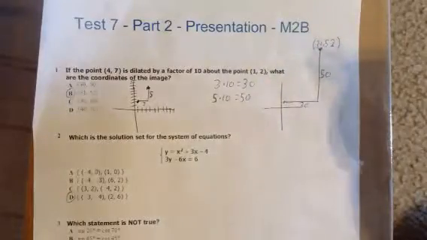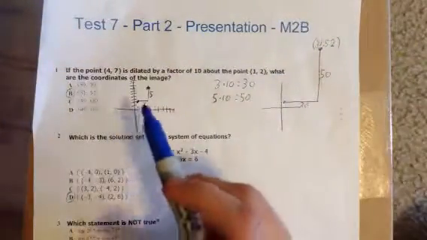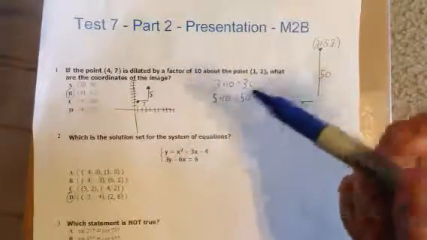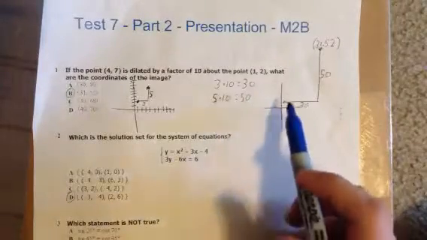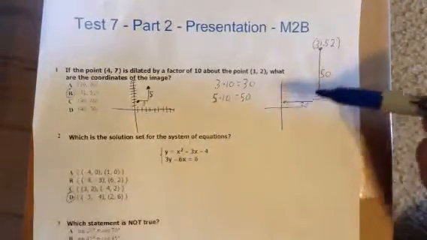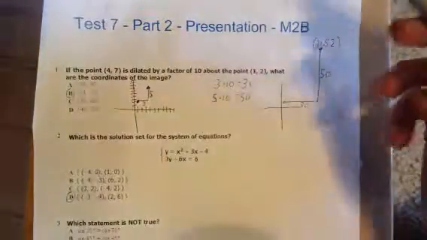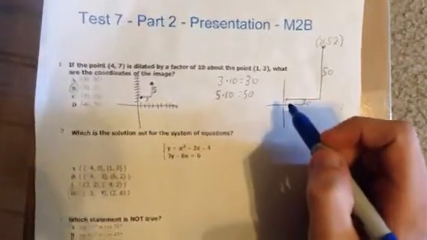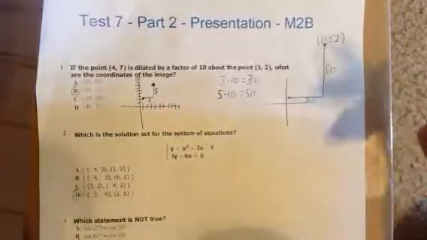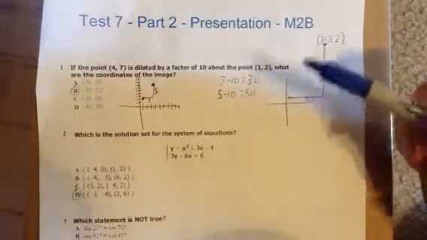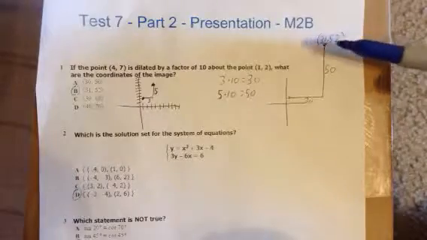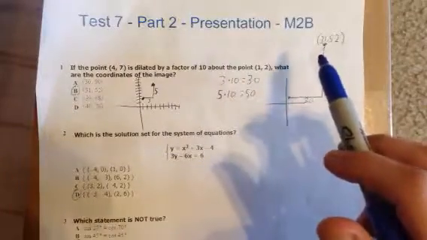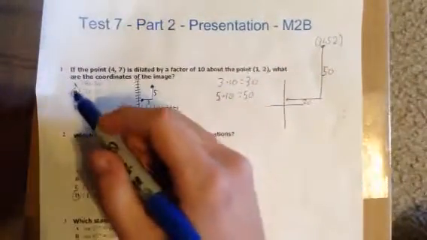If it's dilated by a factor of 10, it gets 10 times farther away. So 3 times 10 equals 30, and 5 times 10 equals 50. That means I've got a new graph set over here. It'll go over 30 and up 50. If it was at 1 on the x-axis before, going over 30 would mean it's at 31. If it was at 2 on the y-axis, going up 50 would mean it's now at 52. So the new coordinate for the image is (31, 52). That is answer B.